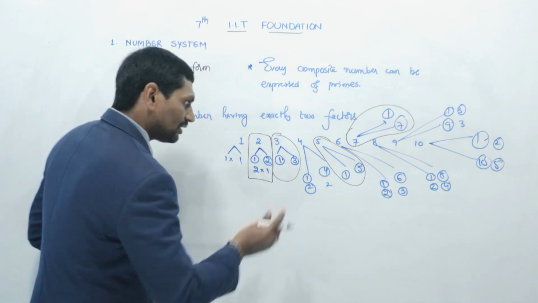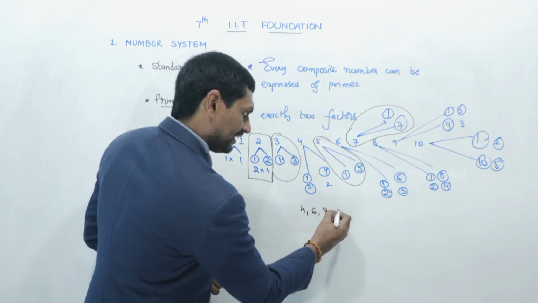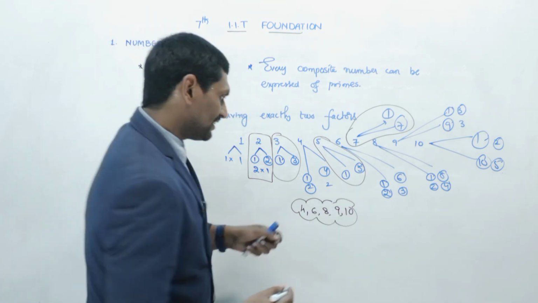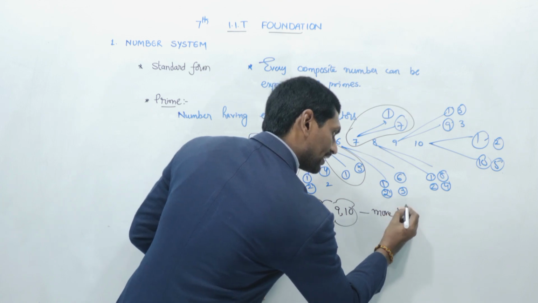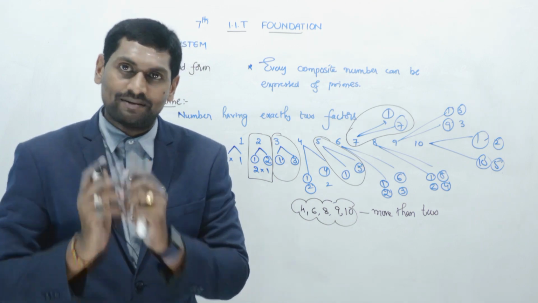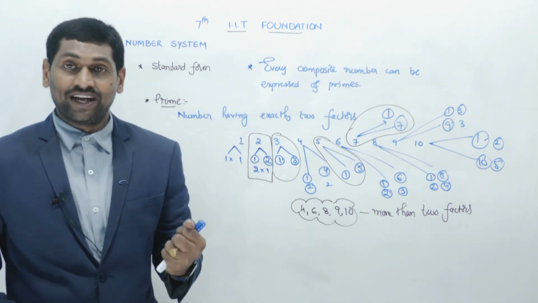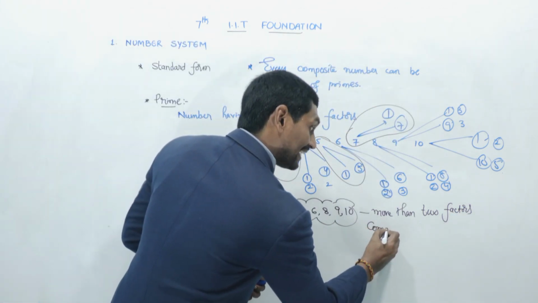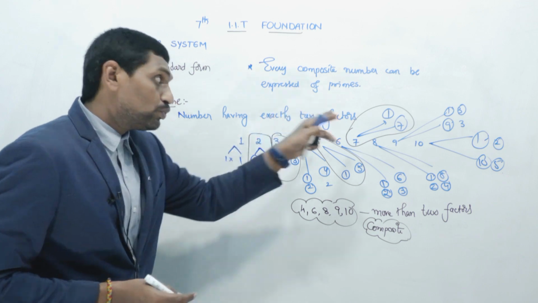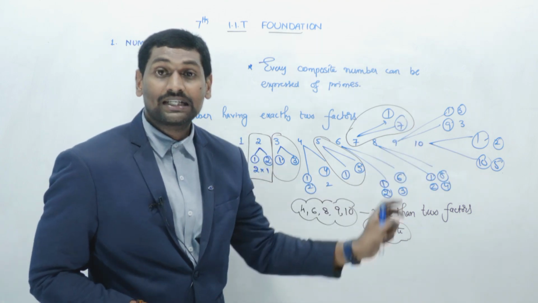Clear? And what about 4, 6, 8, 9 and 10? These are all having more than two factors. So we have to call these numbers composite numbers. So numbers having more than two factors are called composite, and exactly two factors are called prime numbers. Okay, more than two factors, composite numbers.